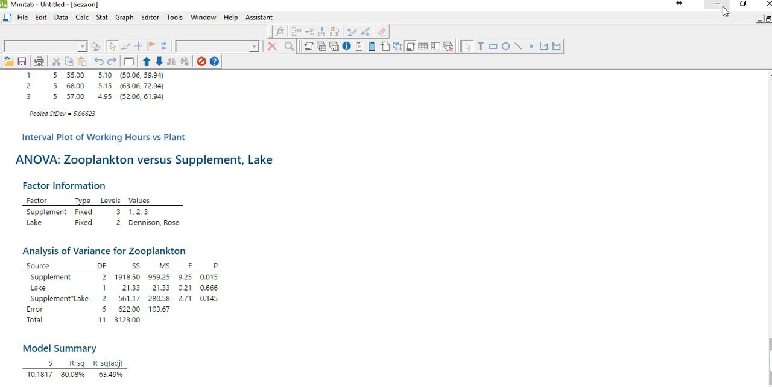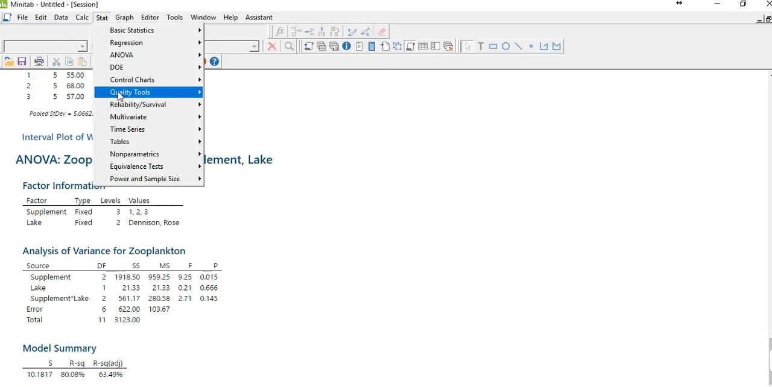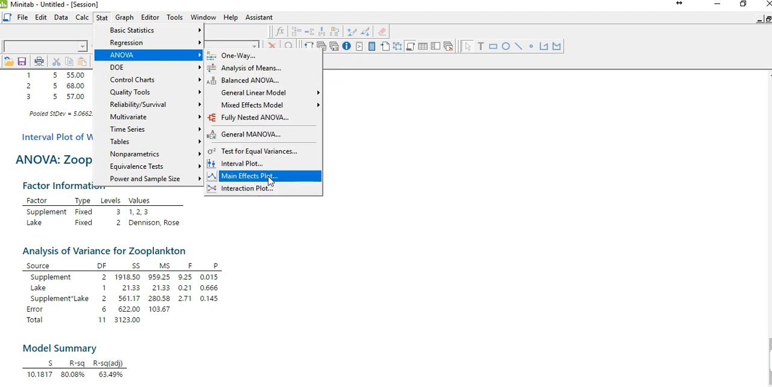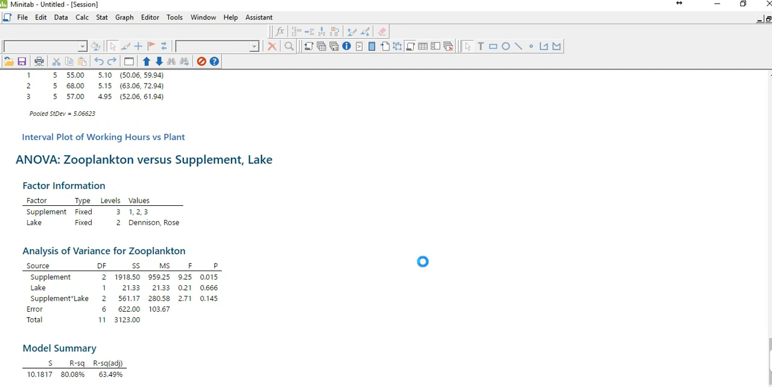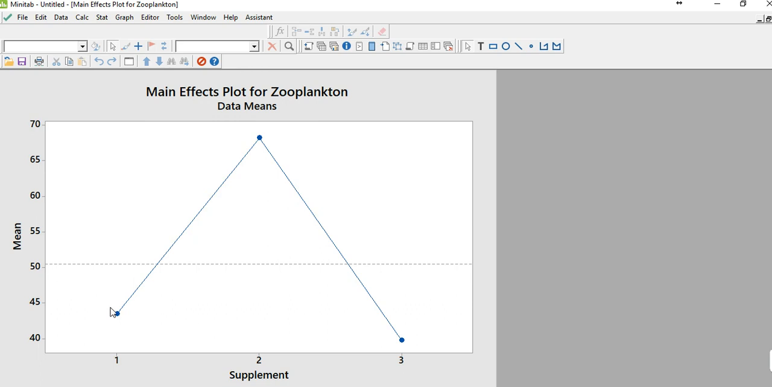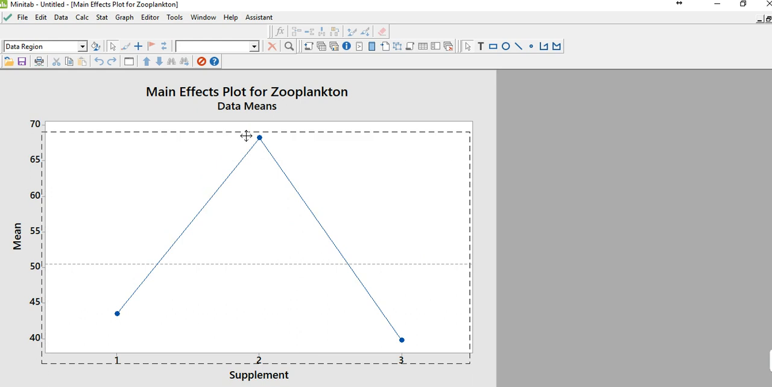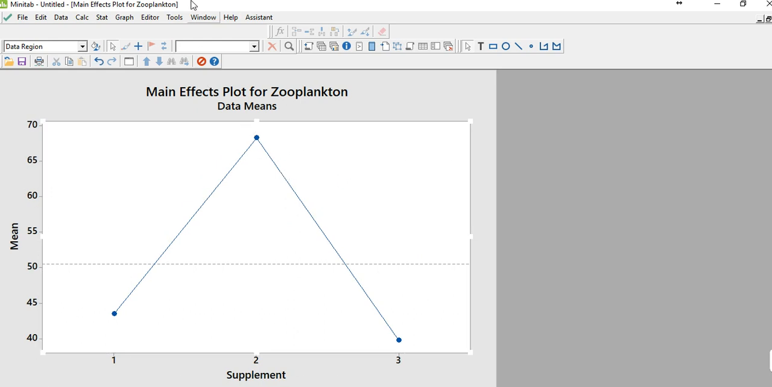Okay, so I think now if you go back to the gauge R&R study, sorry, I forgot. You can also plot the main effect. You go to ANOVA, go to the main effect plot. Okay, so the response is zooplankton. Factor could be supplement, for example. Okay, so you can see the supplement does have an effect. The supplement 2 seems to have the highest effect as compared to the other 2.